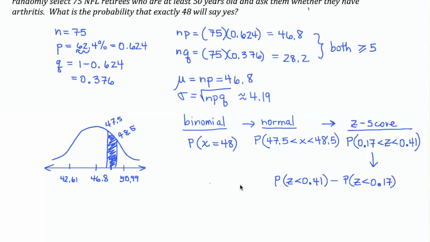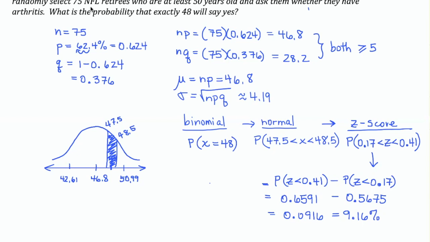Go to your standard normal table, look up both of those probabilities. You should find 0.6591 minus 0.5675. When you subtract, you get the decimal 0.0916, or there's about a 9.16% chance, a relatively small chance, that exactly 48 of the 75 in the sample will respond they have arthritis.